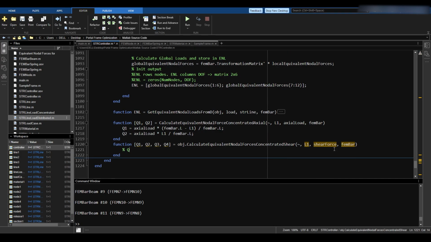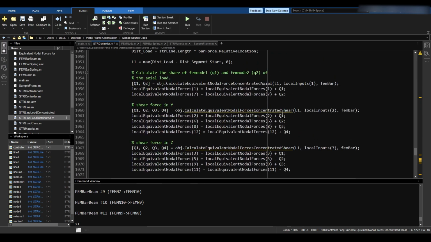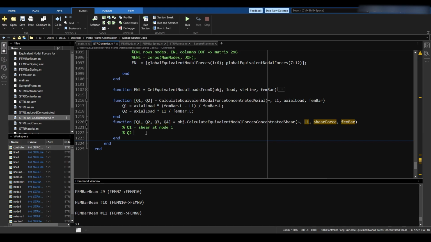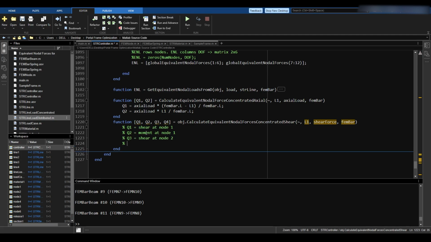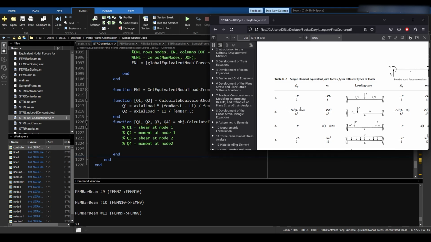Let's do some commentary here. Q1 is shear at node 1. Q2, let me just double check for good measure. Q2 is added to the moment, yes. So Q2 is moment at node 1, and Q3 is shear at node 2, and Q4 is moment at node 2. So it's P B square L plus 2A.